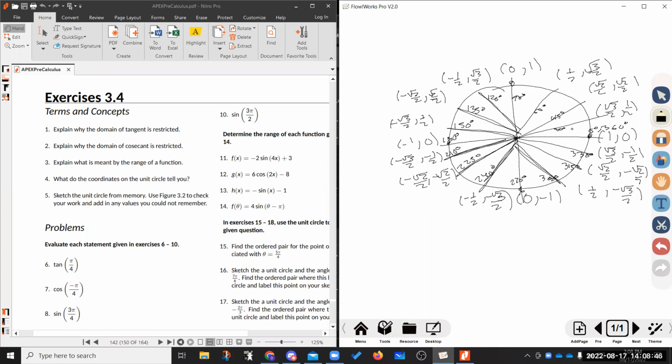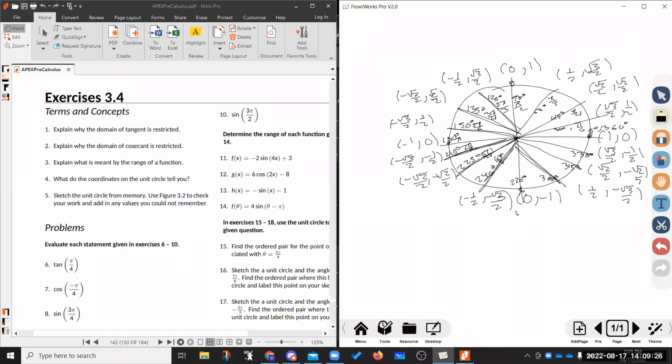I'd also like you to pay attention to, this is pi over 6 radians, pi over 4 radians, pi over 3 radians, pi over 2 radians. This is 2 pi over 3 radians. This is 3 pi over 4 radians. This is 5 pi over 6 radians, pi radians. This is 7 pi over 6 radians. This is 5 pi over 4 radians. This is 4 pi over 3 radians.